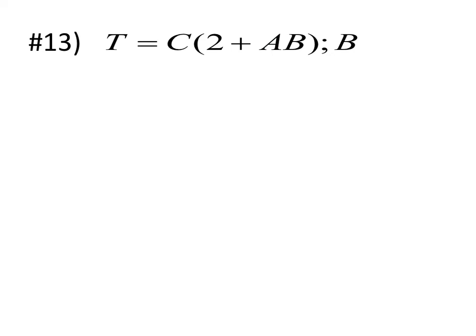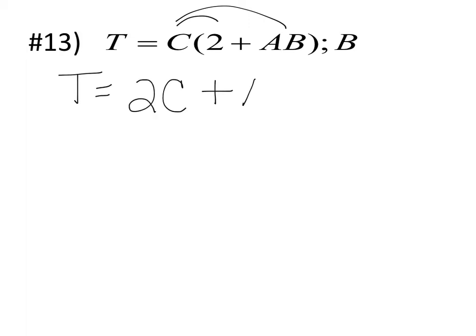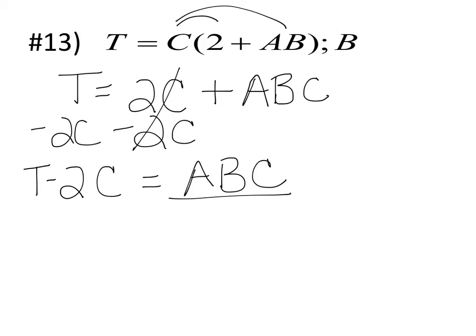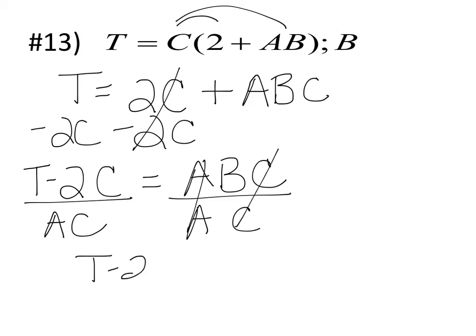Okay, here you're going to distribute the c. So you have t equals 2c plus abc. Then you're going to subtract 2c from both sides, leaving you t minus 2c is equal to abc. And then you're going to divide both sides by ac to get everything away from the b. And you're left with t minus 2c over ac is equal to b.